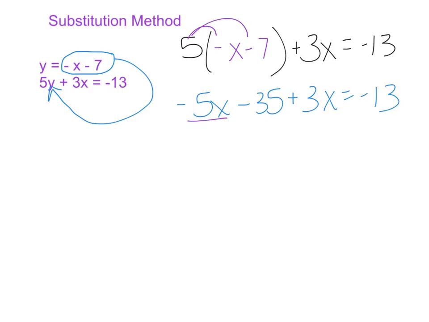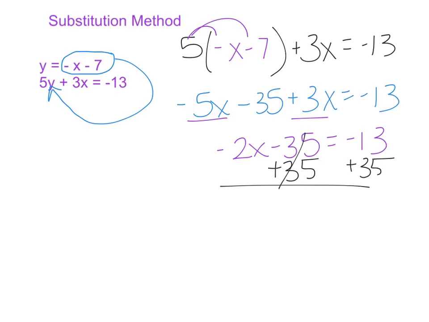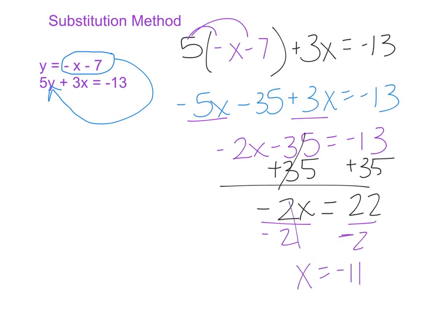We are going to continue to solve by combining like terms. Negative 5x plus 3x is negative 2x, and we'll bring down our negative 35 equals negative 13. We will continue by adding 35 to both sides. So negative 2x is equal to 22. We will then divide both sides by negative 2 to get x is equal to negative 11. So we are not finished just yet. That is one part of our answer. We do need to find out what our y value is.